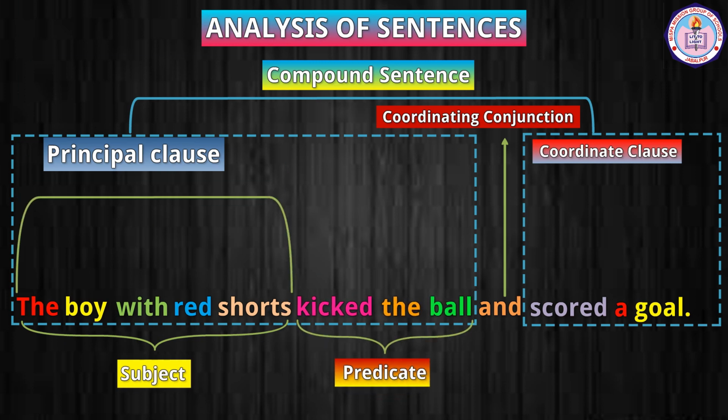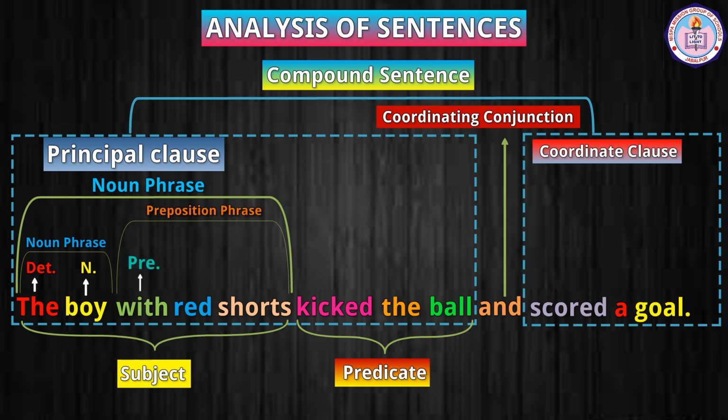Here, the subject is a noun phrase. It is again divided into two, noun phrase and preposition phrase. The is a determiner or article that describes the noun boy. With red shorts is the preposition phrase. It has one more noun phrase, red shorts. Red is the adjective of the noun shorts.